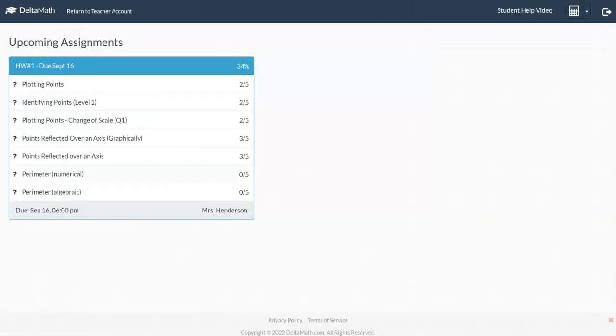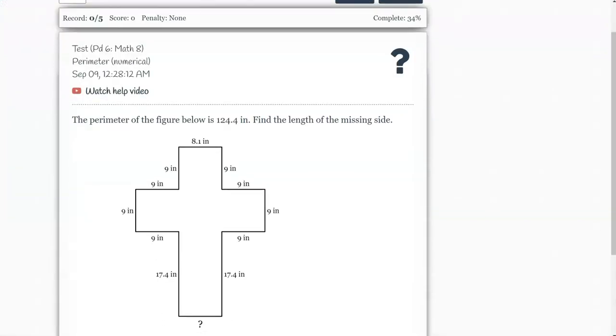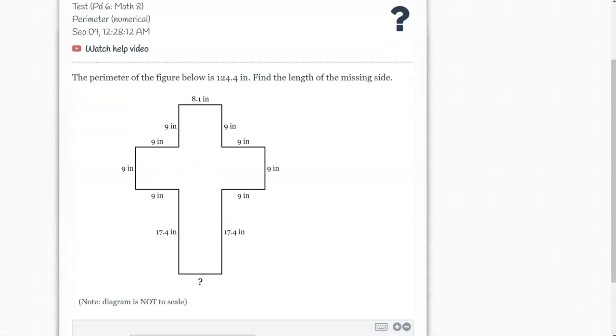The first question asks us to find the length of the missing side. So it looks like they gave me the answer. They gave me the answer of 124.4. So if I added up all the numbers, the answer would be 124.4. So the question is, what's missing?